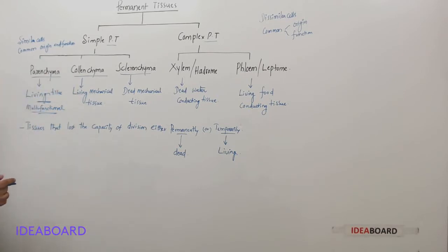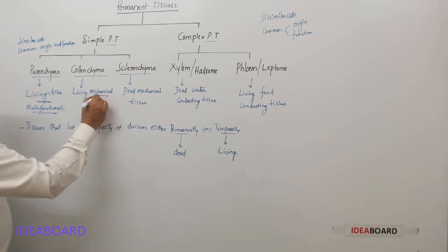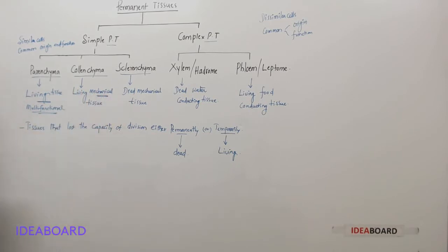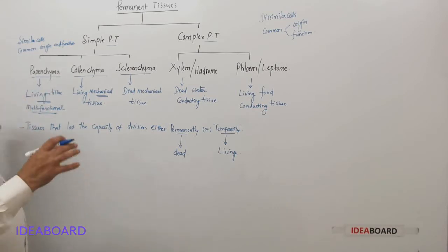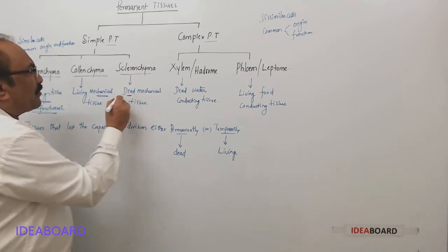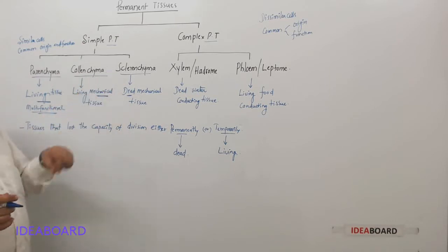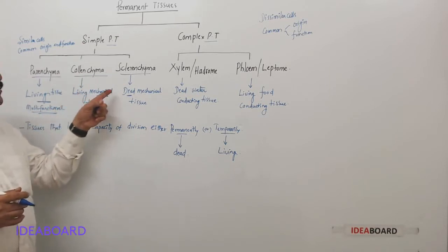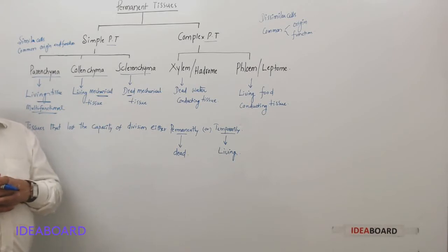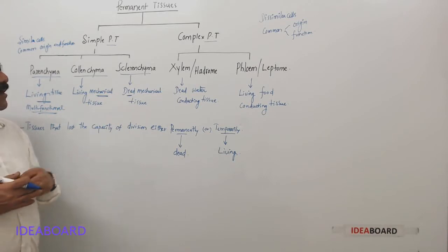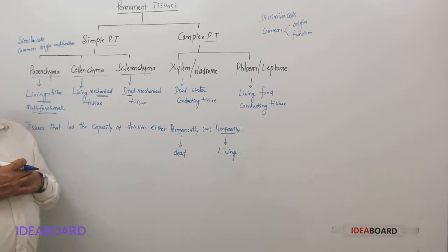The collenchyma is a living mechanical tissue, which means it provides some strength to the part wherever it is present. Sclerenchyma is also a mechanical tissue, but here is how to differentiate collenchyma and sclerenchyma. Collenchyma is a living mechanical tissue, whereas sclerenchyma is a dead mechanical tissue. This also provides strength and rigidity to the part wherever it is present.